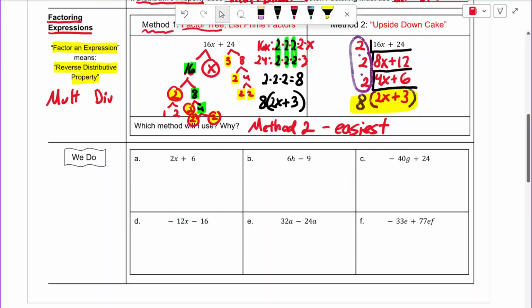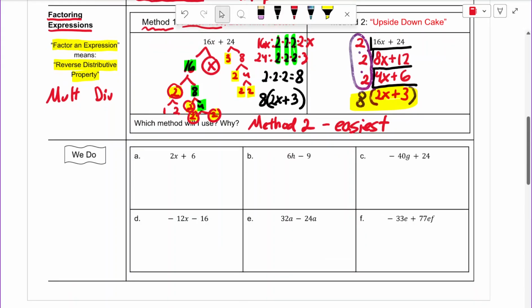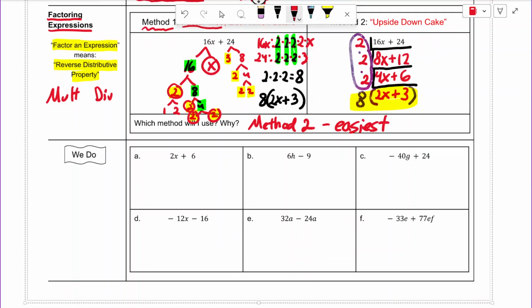All right, let's practice what we've just learned. Okay, we have 6 we-dos. So by the time we get over with these we-dos, you're going to turn the paper and you're going to start doing them on your own. So this is called the upside down cake method. So we're going to use an upside down division bar. And those are both even numbers, 2x and 6. They're both even, so we know a 2 can go into both. And 2x divided by 2, well, what's 2 divided by 2? It is 1. That x comes down, and 6 divided by 2 is 3.